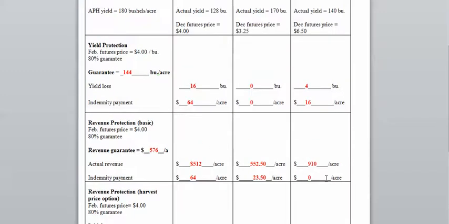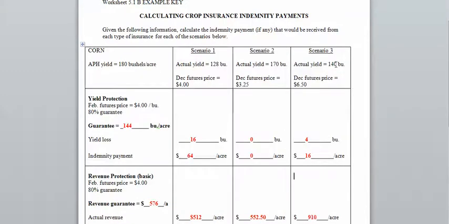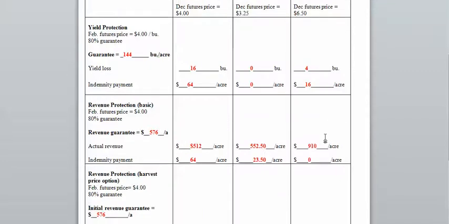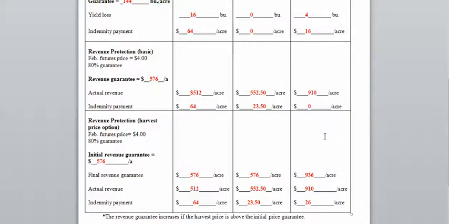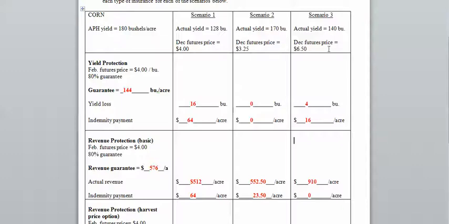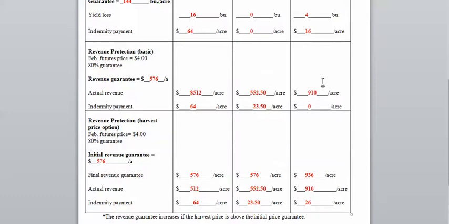Now, on scenario 3, yes, we have a low yield, but price increases. So if we've paid the extra premium, we now get to increase our revenue protection by using the higher price. The December futures price in November is $6.50. So our revenue guarantee will be computed again. Instead of using $4, we get to use $6.50.